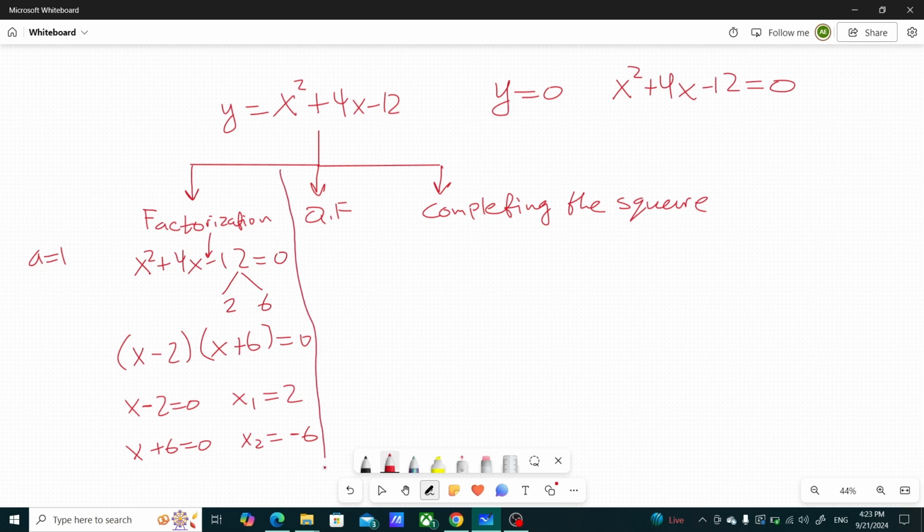Let's do a quick line. Now let's try and solve using the quadratic formula, and we see if we will get the same answers or no. So this is our answer right here.